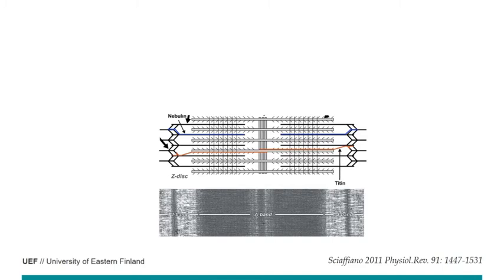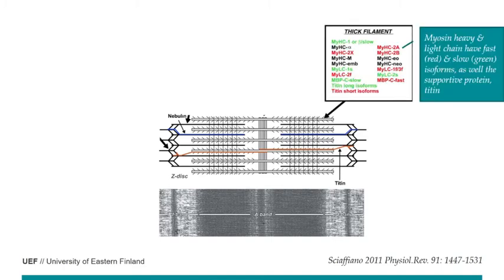Okay, what about the other elements of this contraction machine? Well, also the myosin light chain and the heavy chain have fast isoforms over here in red and slow isoforms over here in green. So not only the heavy chain, but also the light chain. And also the supportive protein titin is different in slow muscle and fast muscle, although we don't know exactly what is the purpose of the titin.